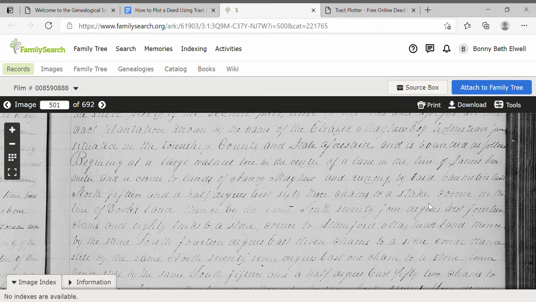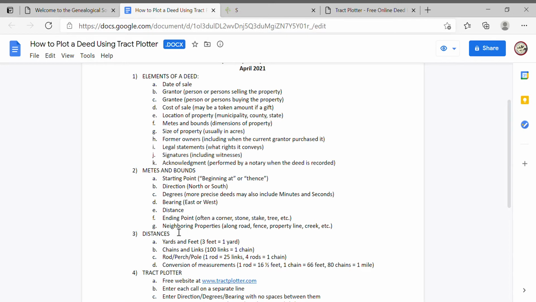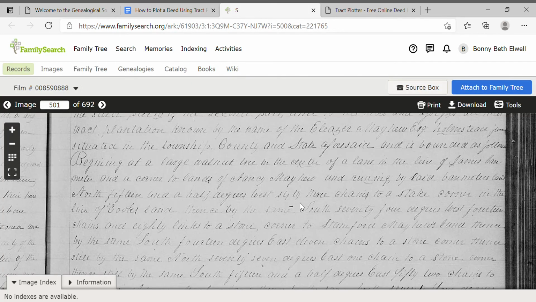Then this other one, the ending point is in the line of Cook's land, and actually a corner to the line of Cook's land. Okay, then we see the word thence. Again, that's a trigger point for being the next starting point. So thence means we're going to go onwards from where we just left off. So the starting point is the previous ending point. So we last left off at that stake corner, that means we're going to now start at that stake corner and go from there, where?